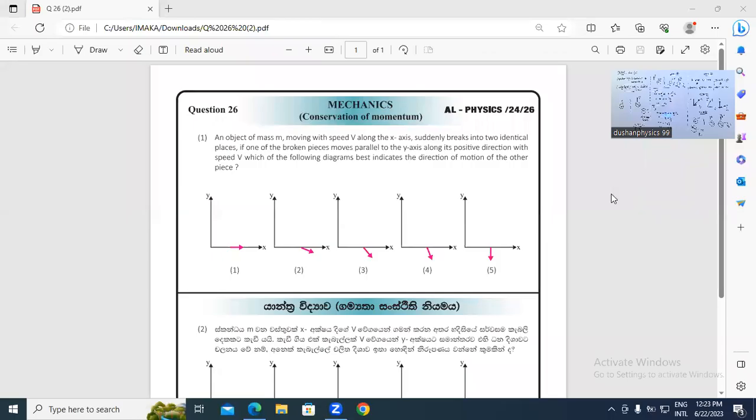Question number 26, conservation of momentum. The question says the particle is moving, as you can see in the question.